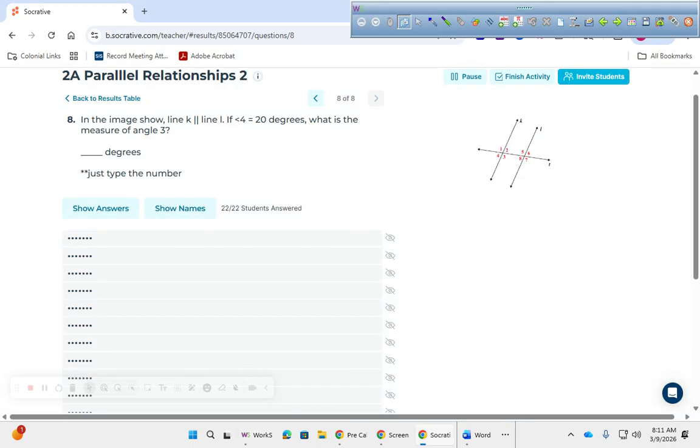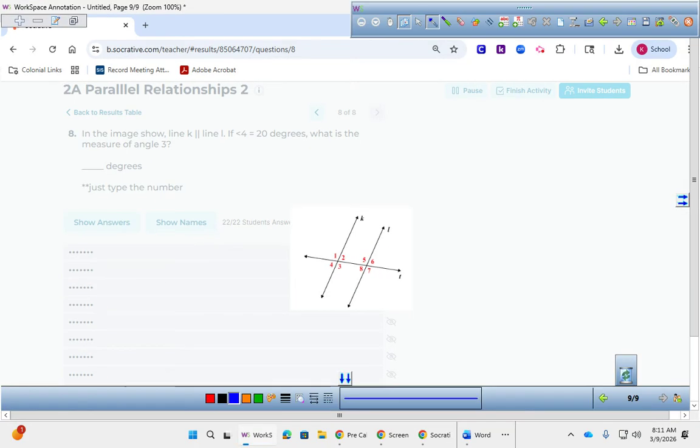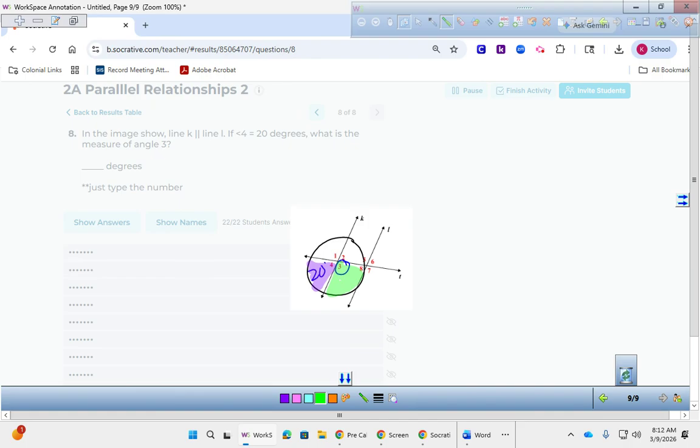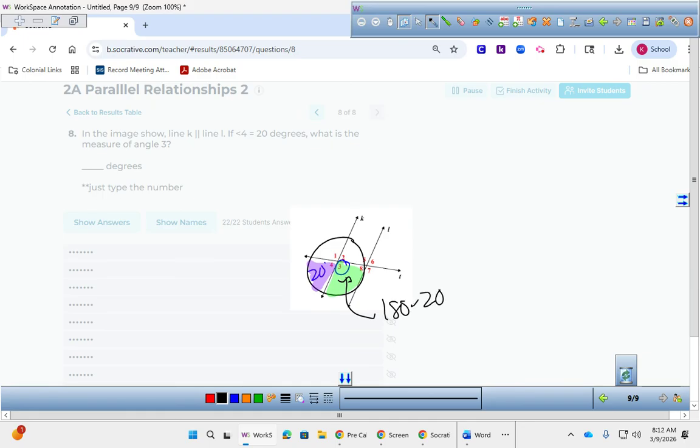And then the last one gives me angle 4 is 20 degrees, and it's asking me about angle 3. Think about your pizza. If you eat angle 4 and angle 3, what's the relationship there? Supplementary, right? This is half of a pizza, if you look at it this way, and so this angle would have to be 180 minus 20. So this one's 160. All right.